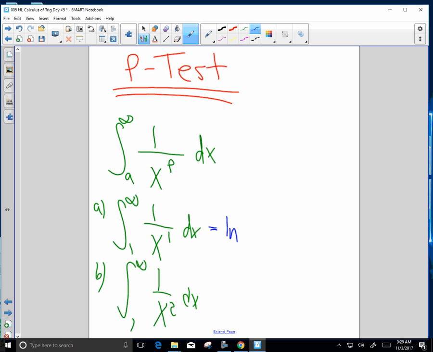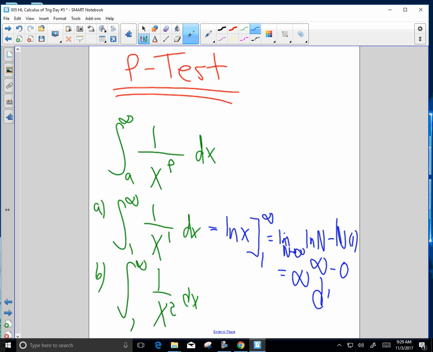Natural log of x, right? Going from 1 to infinity. So if you took the limit as n goes to infinity of the natural log of n minus the natural log of 1, what is the natural log of 1? 0? What's the natural log of infinity? Oh, it's infinity. So this is what we would call diverge. So if this is a 1, it's going to diverge.